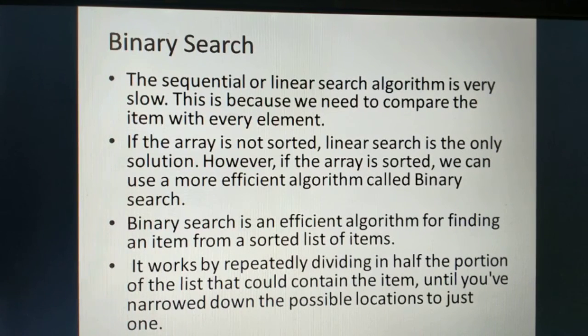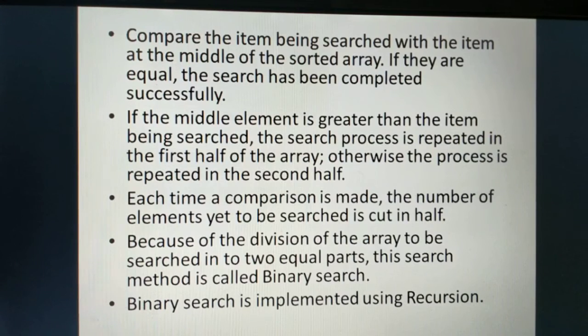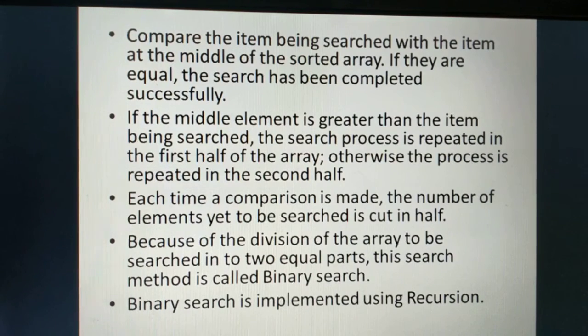Very simple. It works by repeatedly dividing in half the portion of the list that could contain the item, until you have narrowed down the possible location to just one. Then compare the item being searched with the item at the middle of the sorted array. If they are equal, the search has been completed successfully. If the middle item is greater than the element being searched, the search process is repeated in the first half of the array. Otherwise, it is repeated in the second half. As simple as that.